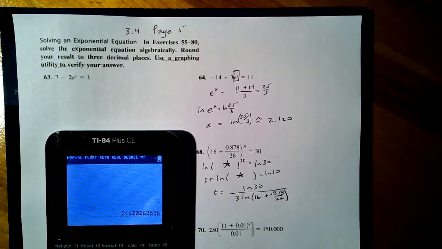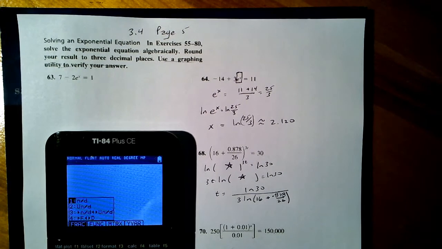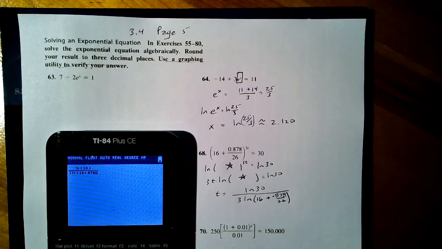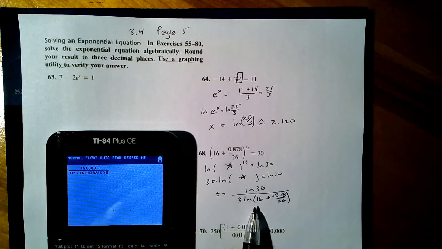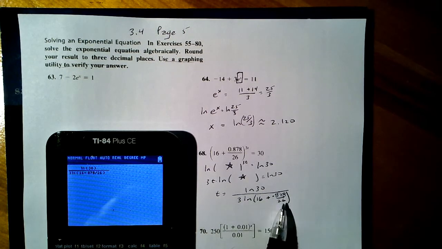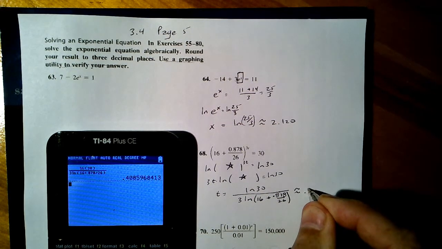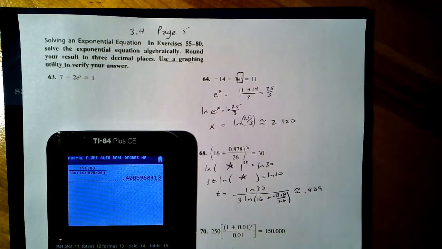So let's go take a look at what that big mess gives us. On second quit clear, I'm going to do this in fraction. Alpha y equals fraction. ln 30 on 3 ln of 16 plus 0.878 divided by 26. Double check. ln 30 on 3 ln of 16 plus 0.878 divided by 26. 0.409.